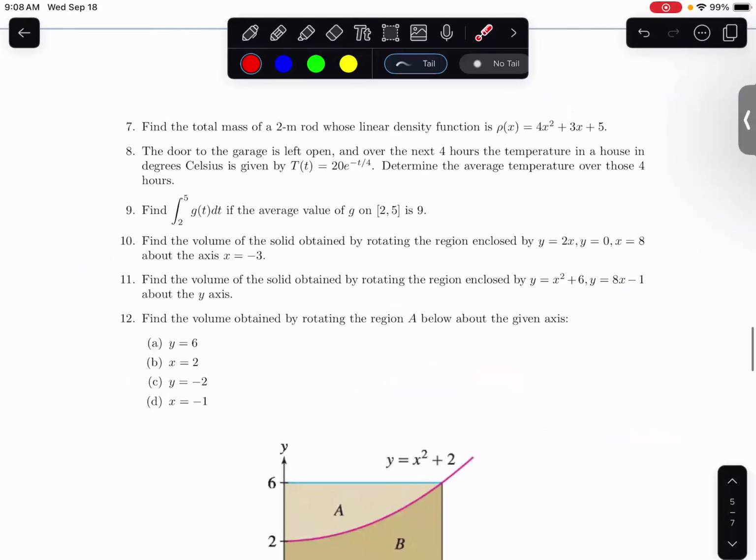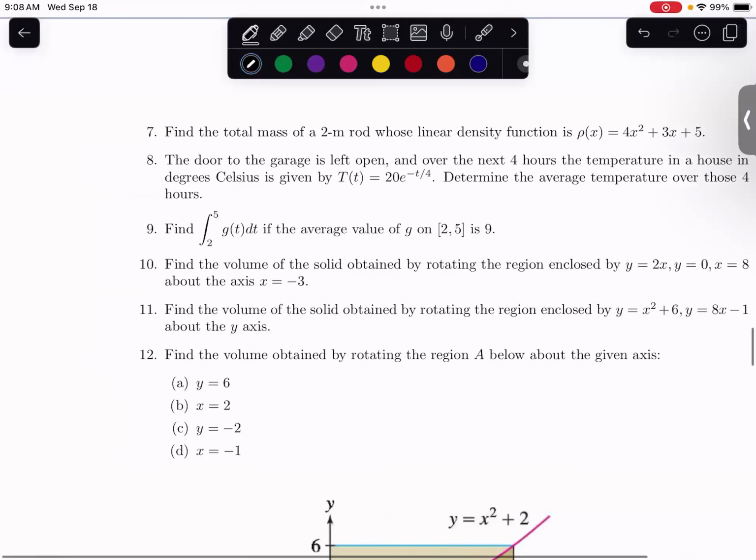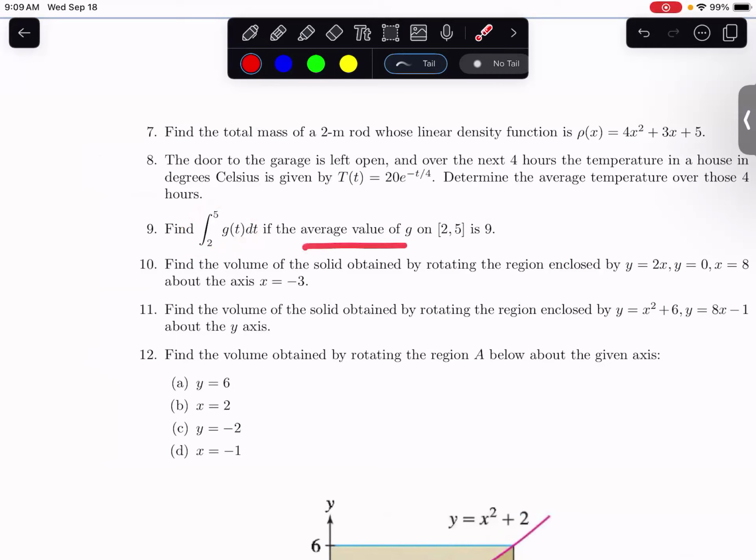Oh yeah, this one looks a little bit weird, but it isn't too bad once you work through it. For problem 9, it wants you to find the integral from 2 to 5 of some function g of t dt. It doesn't tell you what g of t is, but it does tell you that the average value of g on the interval from 2 to 5 is equal to 9.